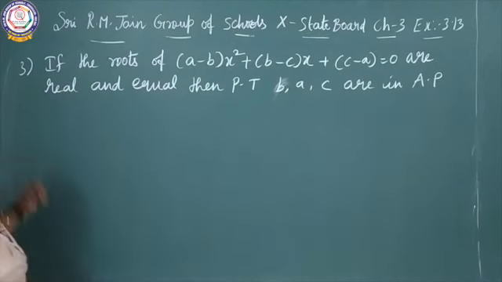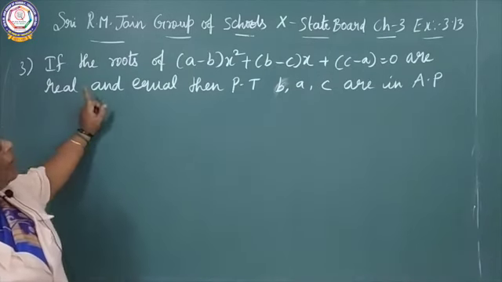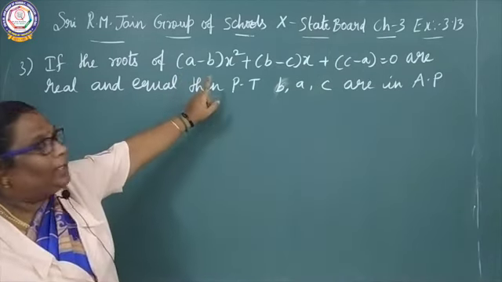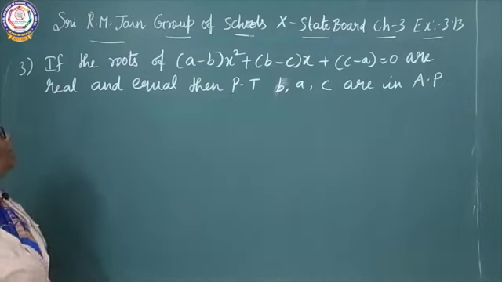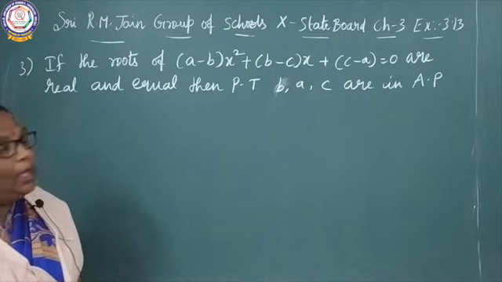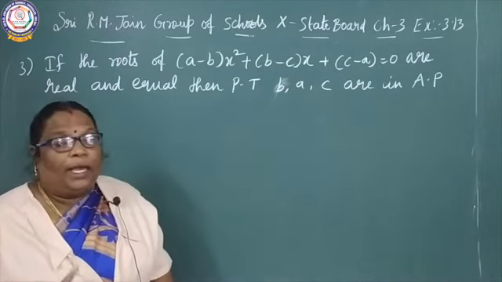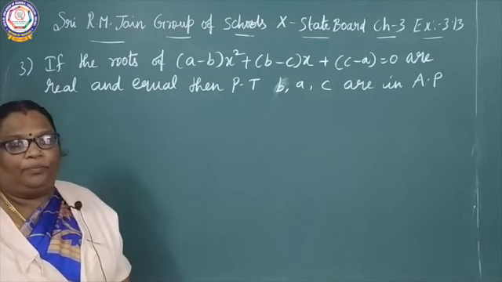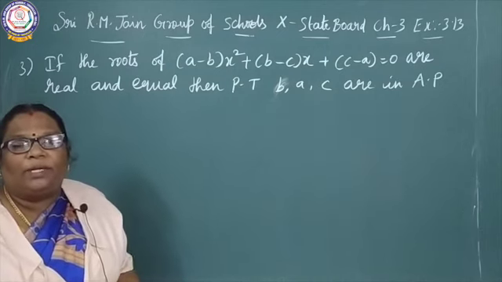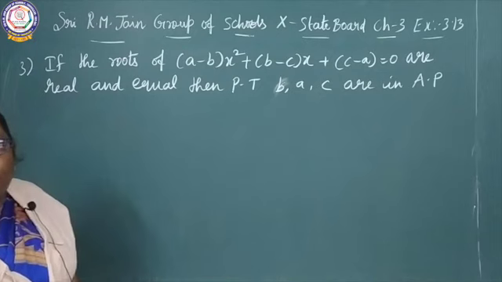See, third sum. If the roots of (a minus b)x square plus (b minus c)x plus (c minus a) equal to 0 are real and equal, then prove that b, a, c are in AP. AP means arithmetic progression. Okay, a equal to b plus c by 2, arithmetic progression.